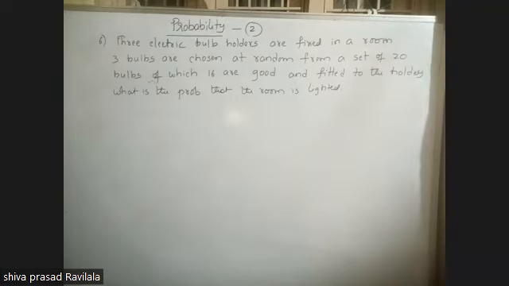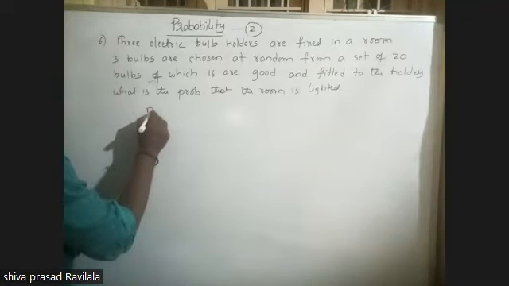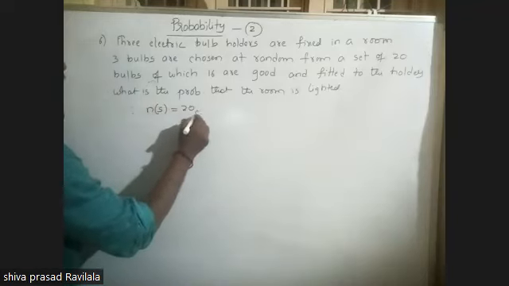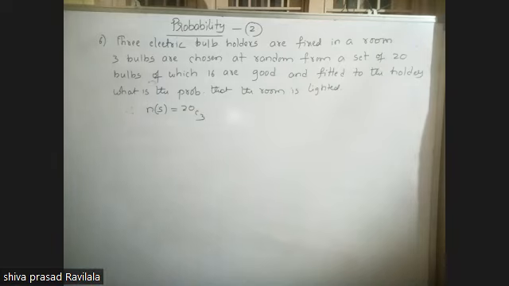One second. Everyone read this question. The electric bulb holders are fixed in a room. 3 bulbs are chosen at random out of a set of 20 bulbs. Therefore, you directly write down n(S) = 20C3, of which 16 are good and fitted to the holders. 16 good bulbs means how many bad, how many not working? 20 minus 16, that is equal to 4 are not working.